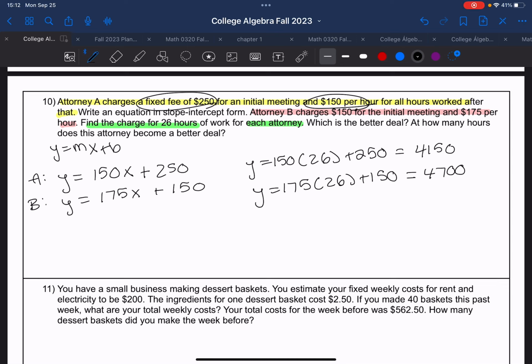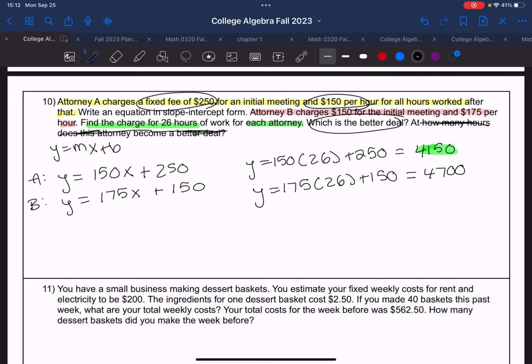Okay. Then it's saying, what is the better deal? Let's ignore this last question. I just want you to tell me, what is the better deal? So based off the two attorneys saying we're only going to do 26 hours of work for each, then the better deal would be attorney A. Okay, because that one only costs 4,150 compared to that 4,700.